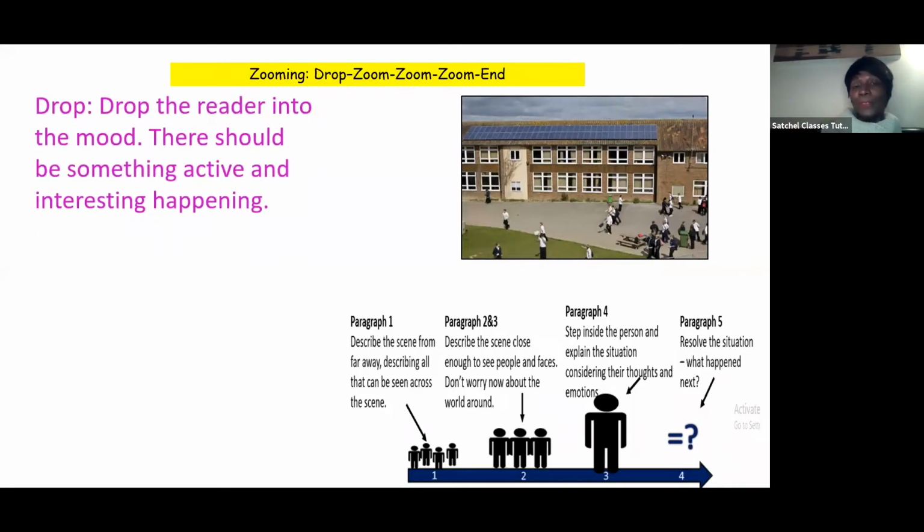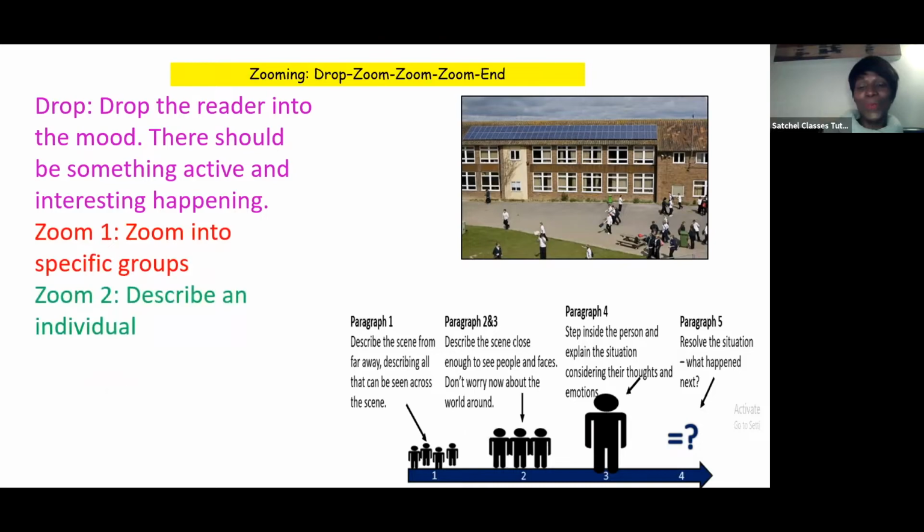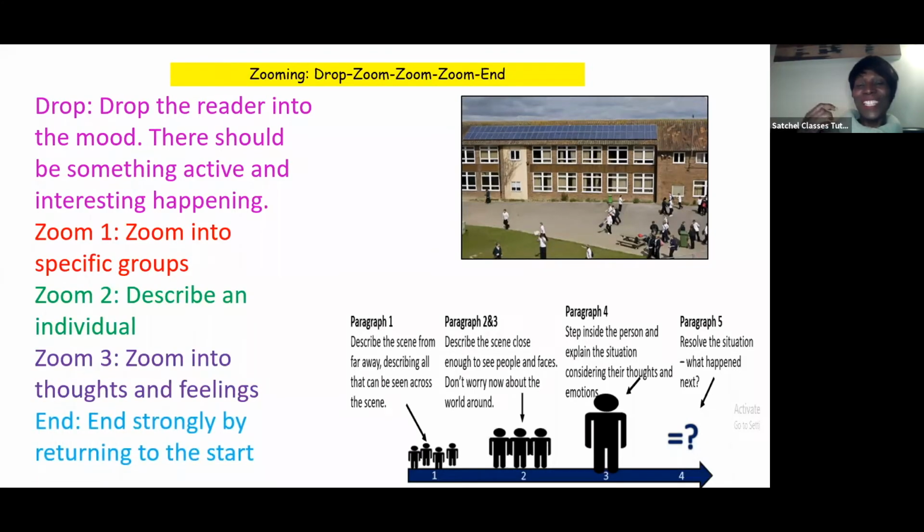It is drop. You drop us straight into the action. Zoom, zoom, zoom, end. So you can see from the image below with the different paragraphs, you start off with the wide scene as if you're panning as some kind of film, and you zoom closer to specific groups and closer to individuals, and then closer to their thoughts and feelings, and then you end strongly. Okay, so you've got a wide angle shot and you zoom closer and closer. And this is a really helpful technique to structure your description.